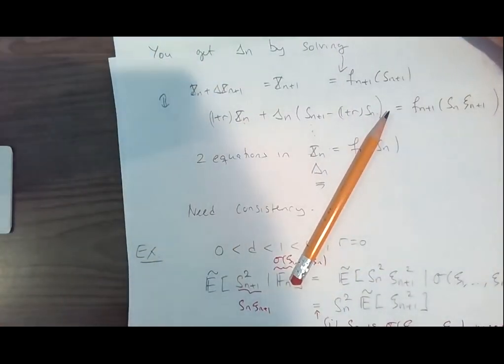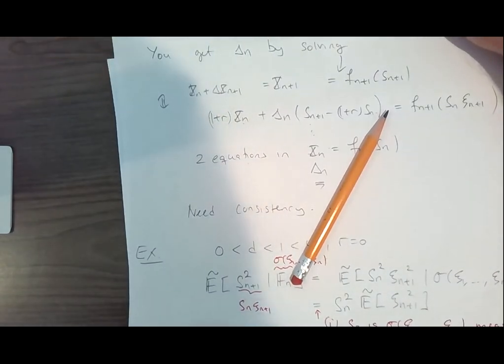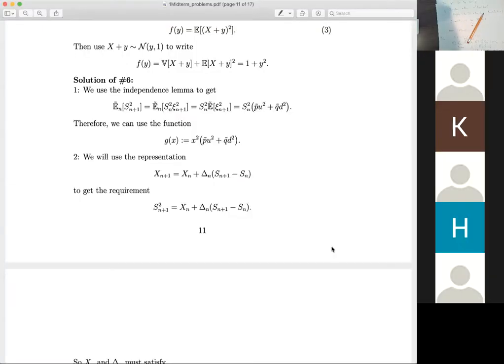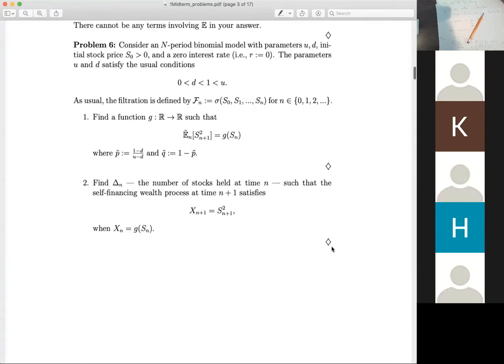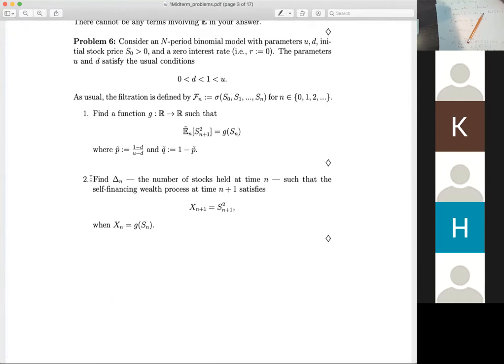So the second part of the problem is related to the consistency of these two equations that we just talked about. Let me try to bring it up one more time, and we can see it. So we're looking at problem 6, the second part. It's asking us to find delta n. So we have this property. Okay, so this here was part A. Part B, part 2. We want to find delta n such that x_{n+1} is equal to S_{n+1} squared.